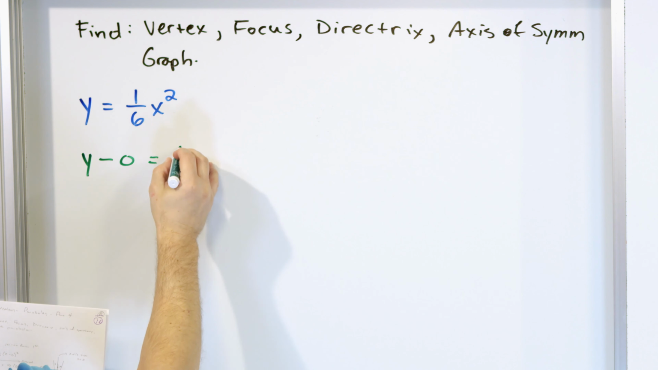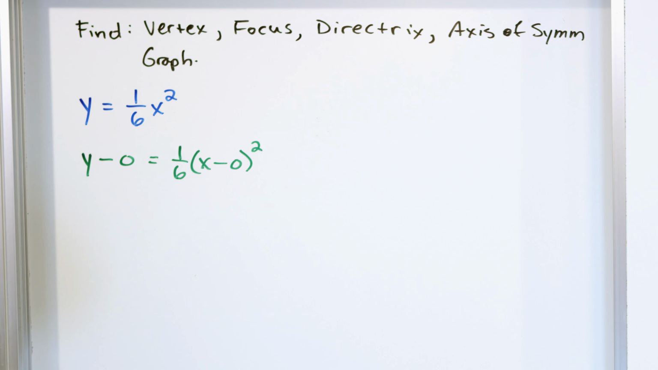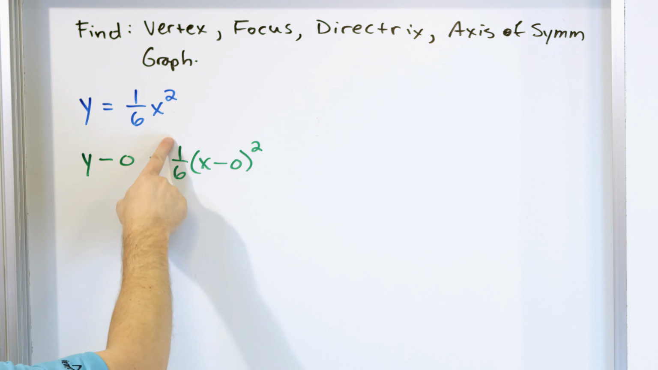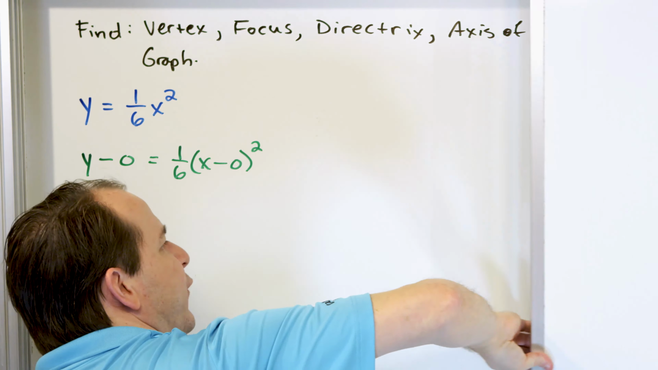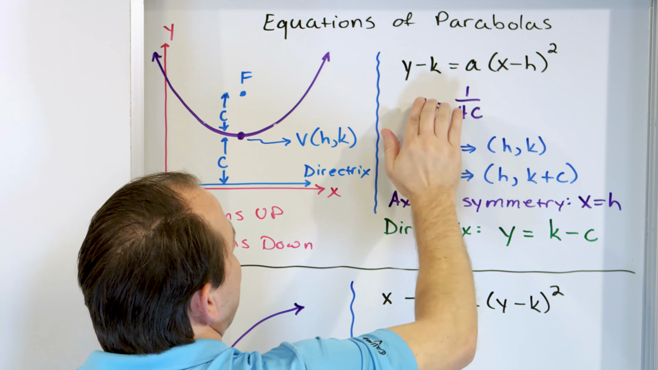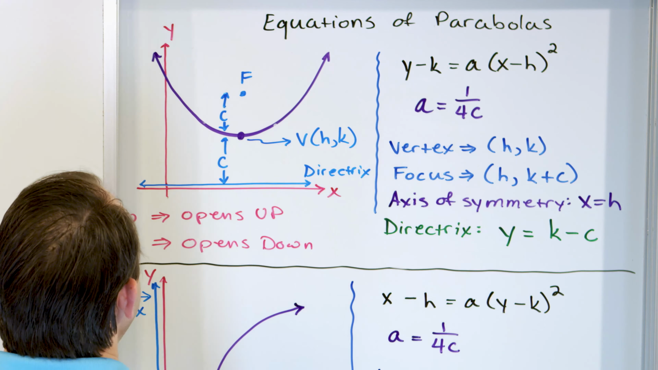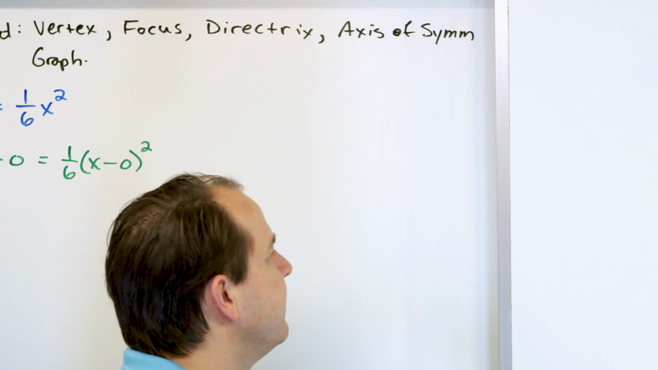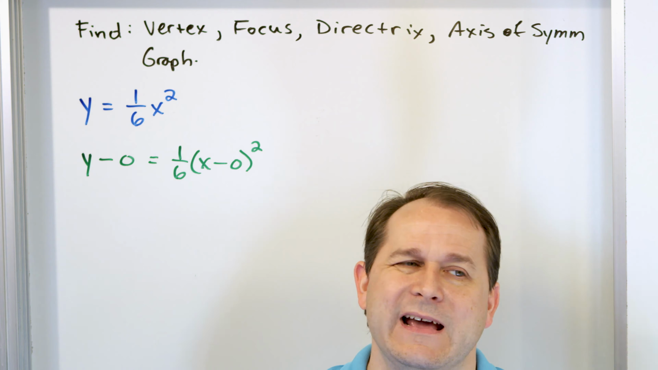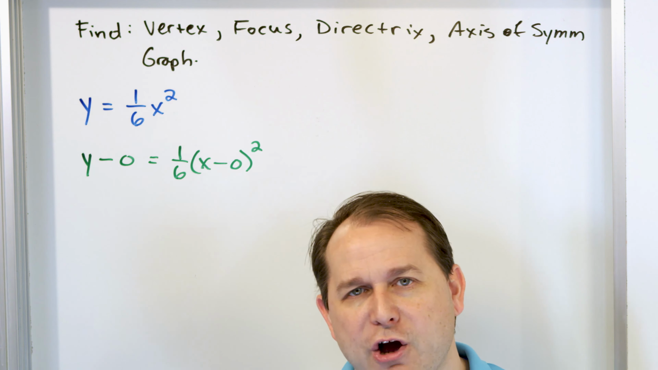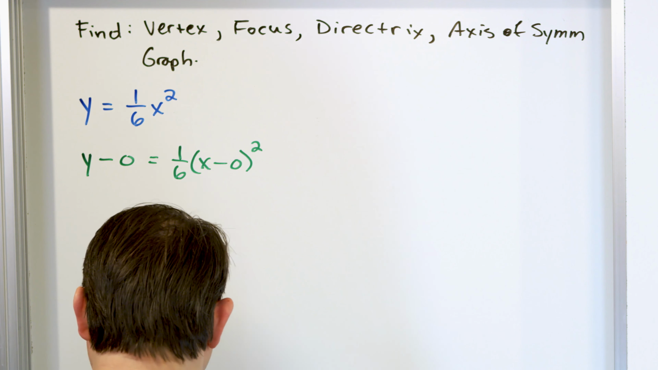y minus 0 is 1/6 times the quantity x minus 0, squared. Why am I writing it like this? Because notice I have y minus a number, 1/6, which is a, and then x minus a number squared, which is exactly the form of the parabolas that open upward. y minus some shift, then x minus some shift squared. I'm writing it like that because if I can put it into this form, then I can start reading information off of it. In this case, it's so simple, you already know there's no shift, but seeing that there's a 0 here and a 0 here is often very helpful.